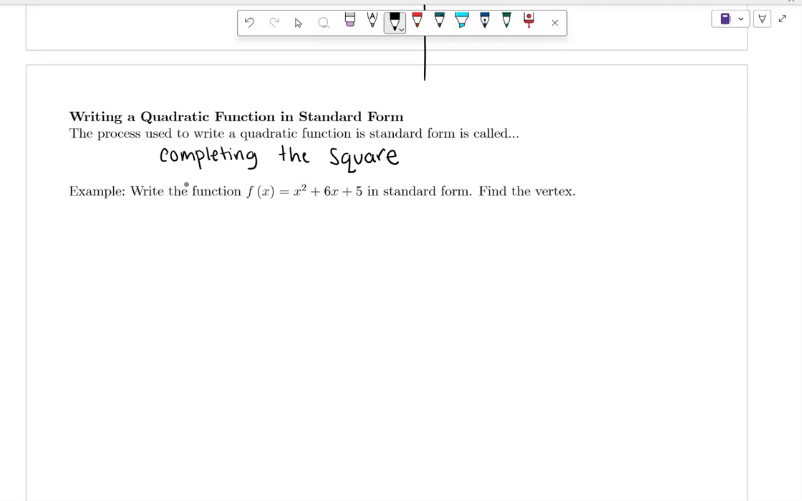All right, so here we have our quadratic function. We're going to complete the square to get it into standard form, and then we're going to find the vertex. So the first thing that we're going to do is just take the x's. So we're going to split it up. I'm just going to throw parentheses around that because that's all we want to focus on right now. Okay? So then what we'll do is complete the square.